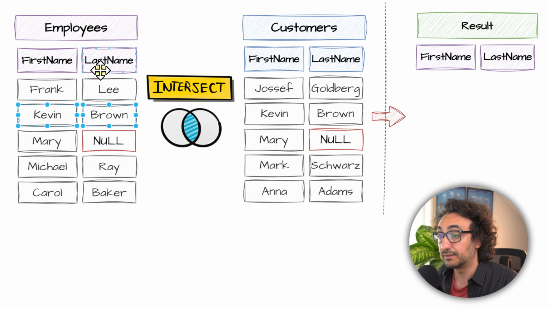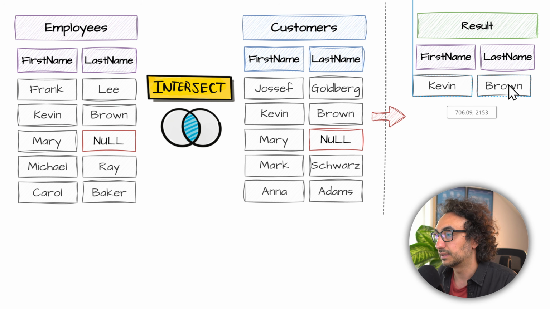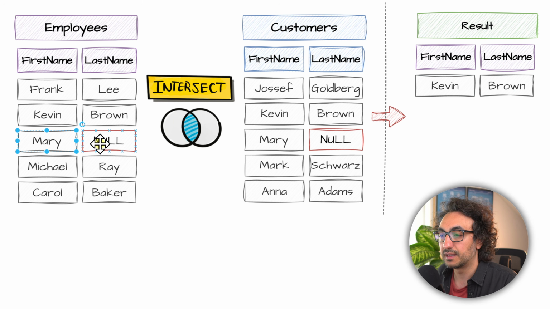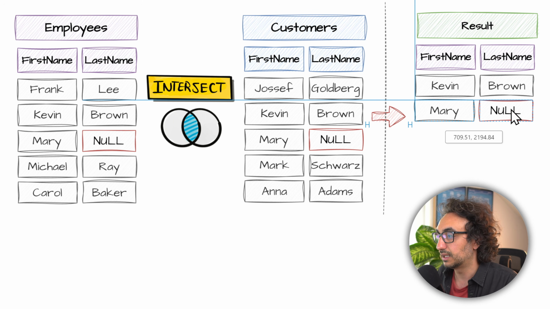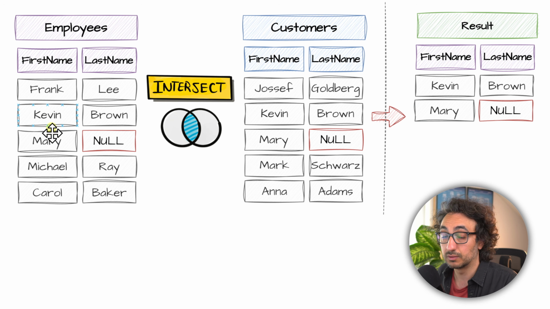Kevin Brown, we have him in the employees and as well as a customer over here. So that's why we will get him in the output. The same thing for Mary. We have Mary as an employee and as well as a customer, so we have her in the output. Michael and Carol are not customers, they are only employees. That's why we will not get them in the output.